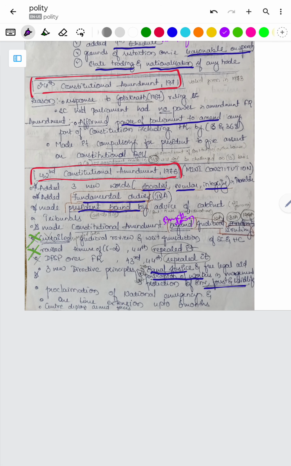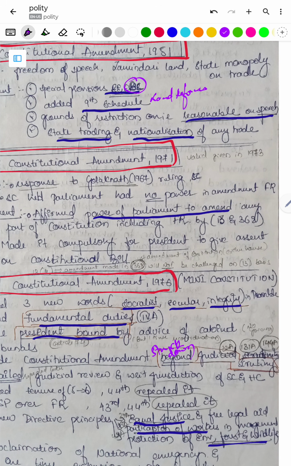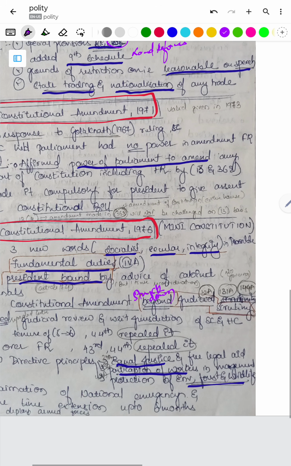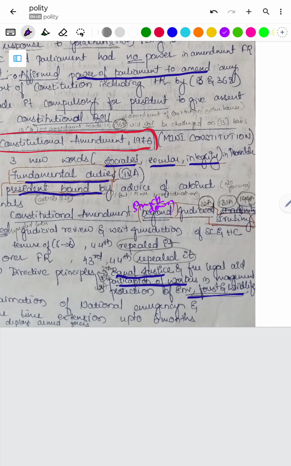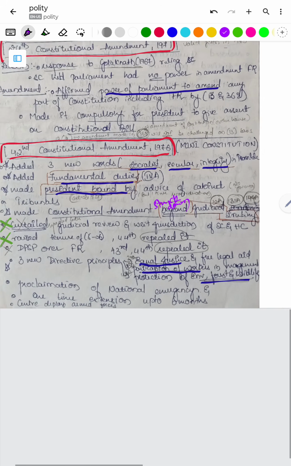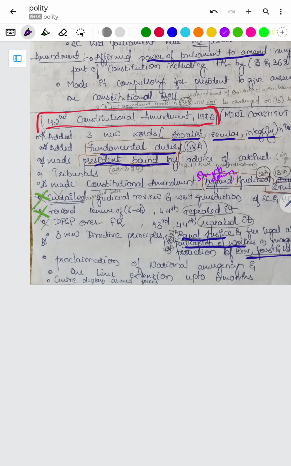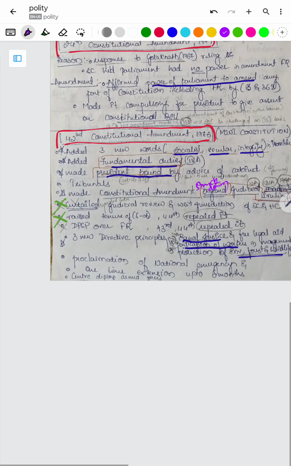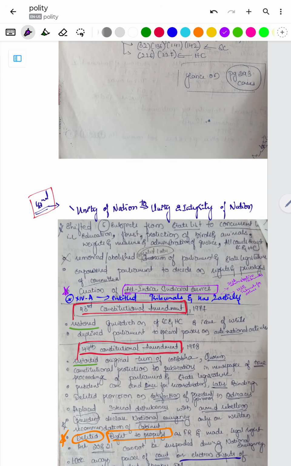And next are three new directive principles: equal justice and free legal aid, participation of workers in management, and protection of the environment and forests. These things were added. Then the proclamation of national emergency and one-time extension up to 6 months. Not necessary. Let's move on to the next one.